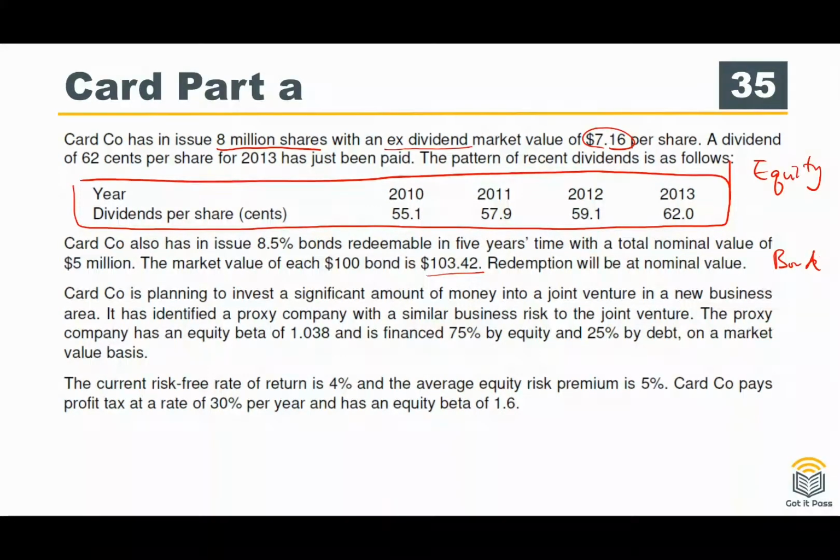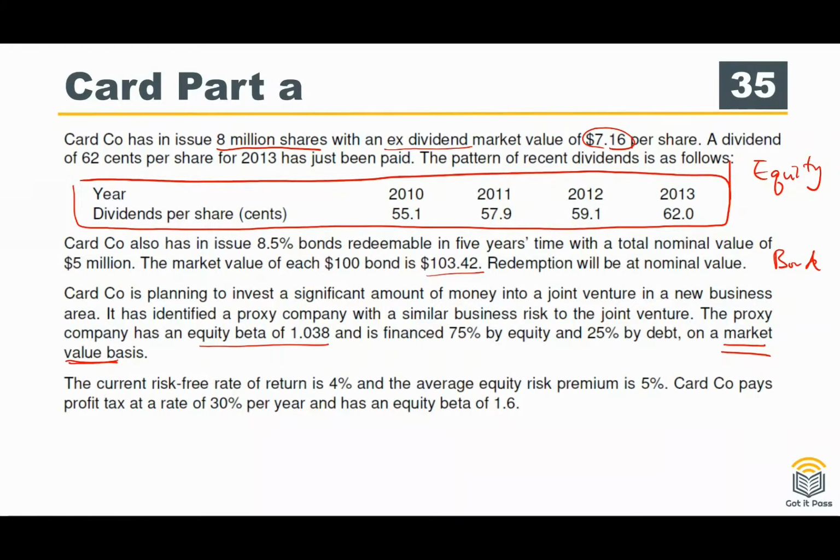And the next paragraph is about the Card company's investment plan, which plans to invest in a joint venture, which is a new business area, so that it is a completely different business risk from the one in which the company is now working. So the new business can be benchmarked with a proxy company with similar business risk, and the equity beta is 1.038, which is financed 75% by equity and 25% by debt on a market value basis.